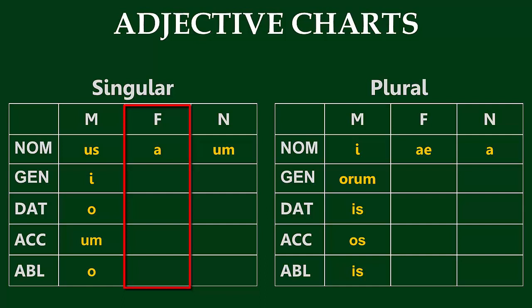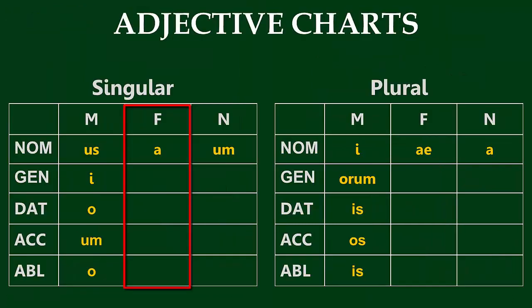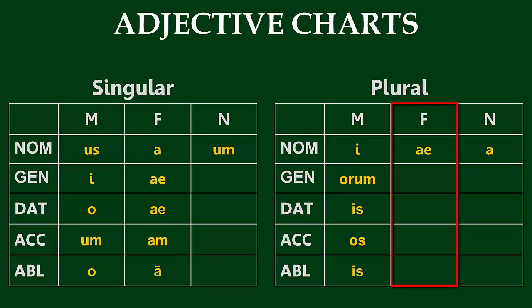Moving on, the singular nominative feminine form that we provided is a. So what set of endings does that remind you of? That's right, the first declension. Remember, the nouns in the first declension are mostly, but not all, feminine. So the feminine adjective endings are a, and the plural would be I, arum, is, as, is.